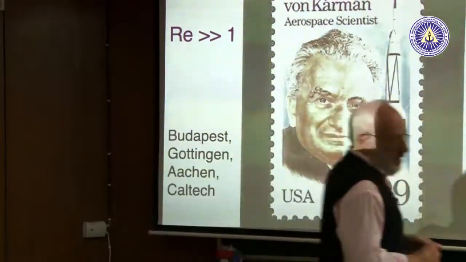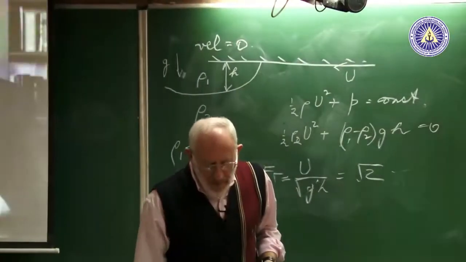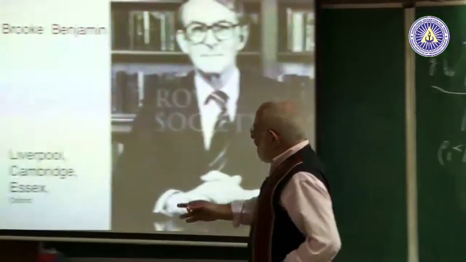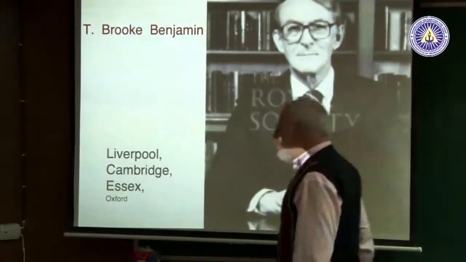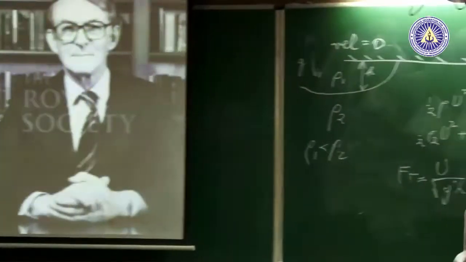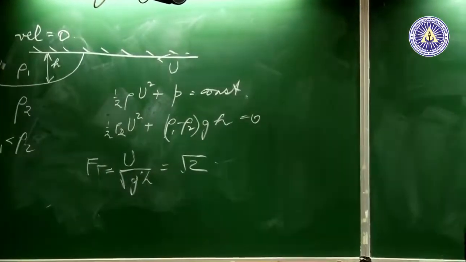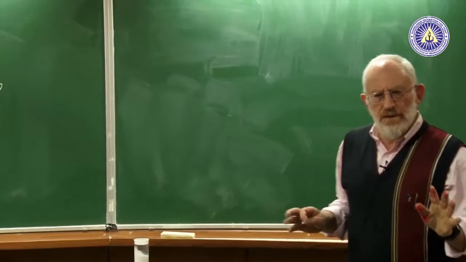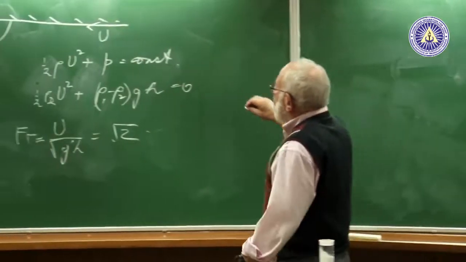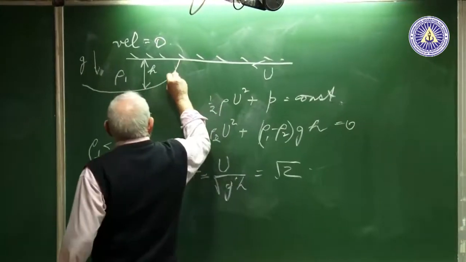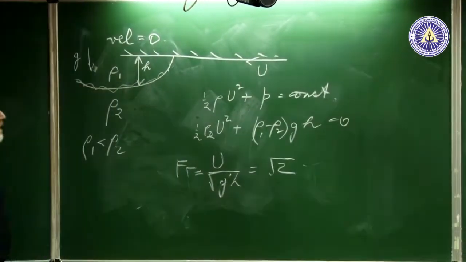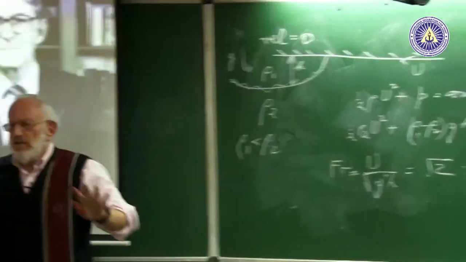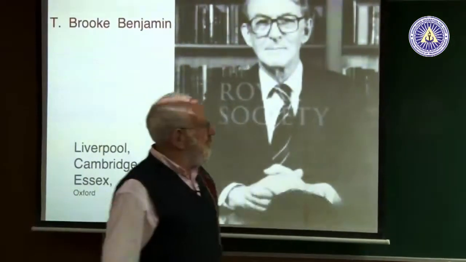So that was von Karman. Then in 1968, Brooke Benjamin, who went to a number of universities, said, oh, this can't be right. You know, von Karman's not as bright as I am. I'm much smarter, because I know that what actually happens is that this is a turbulent flow, and you can't apply Bernoulli's theorem to a turbulent flow. This is totally wrong. I'm going to do it properly.